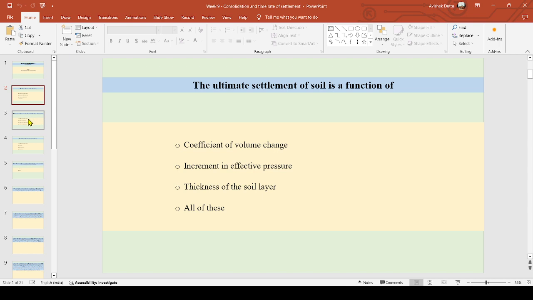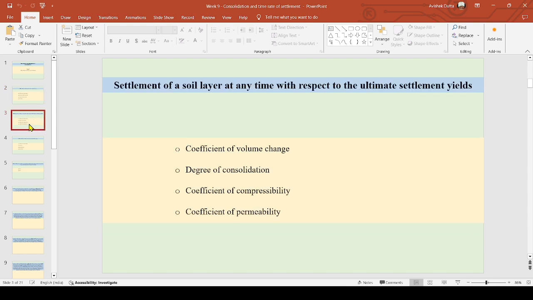Okay. Next question. Settlement of a soil layer at any time with respect to the ultimate settlement yields. The options are coefficient of volume change, degree of consolidation, coefficient of compressibility, or coefficient of permeability. I repeat the question. Settlement of a soil layer at any time with respect to the ultimate settlement yields. The options are coefficient of volume change, degree of consolidation, coefficient of compressibility, or coefficient of permeability.